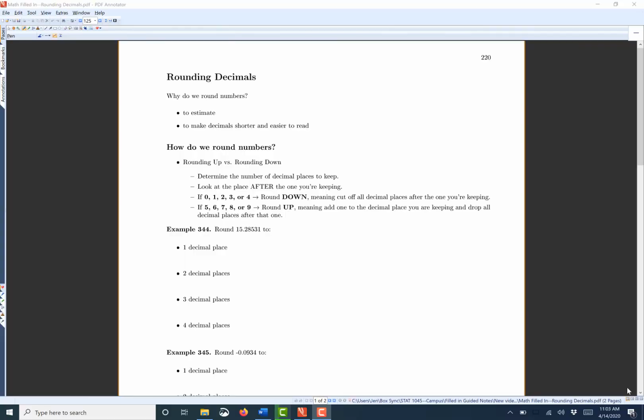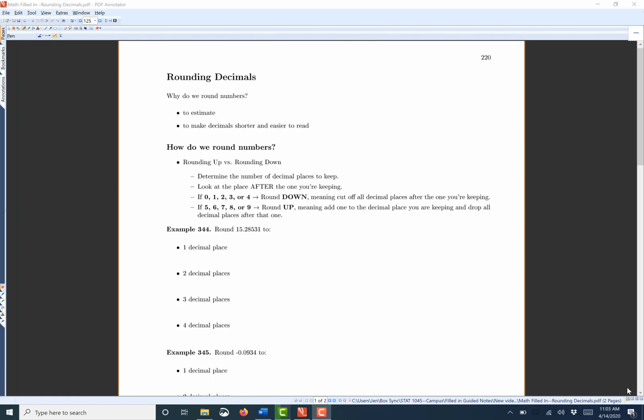Today is rounding decimals. So why do we round numbers? There are some reasons we might round numbers. We might want to estimate, or we might just want to make our decimals shorter and easier to read. That's usually why we're doing it, just because we don't want to have to write down this number over and over.